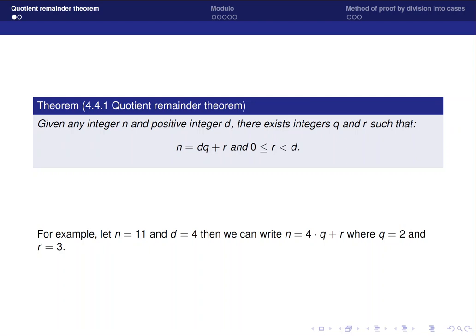For instance, if n is 11 and d is 4 and I divide 11 by 4, then I'm going to end up with a quotient of 2 and a remainder of 3. This is because 11 is the divisor 4 times the quotient 2 plus the remainder 3. The guarantee is that the remainder right here is a number that is between 0, possibly equal to 0, and the divisor, in this case 4.